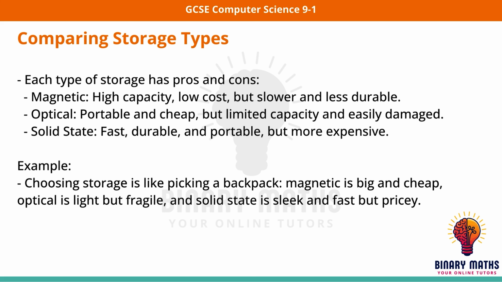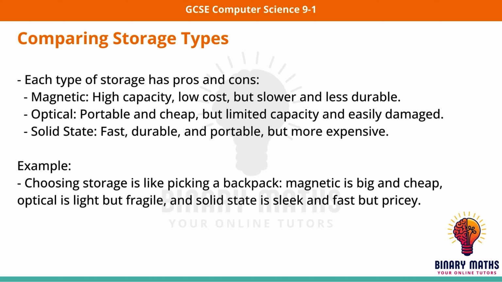Let's compare the different types of storage. Each has its pros and cons. Magnetic storage has high capacity and low cost, but slower and less durable. Optical storage is portable and cheap, but limited capacity and easily damaged. Solid state storage is fast, durable, and portable, but more expensive.